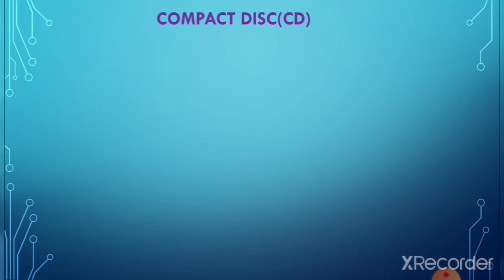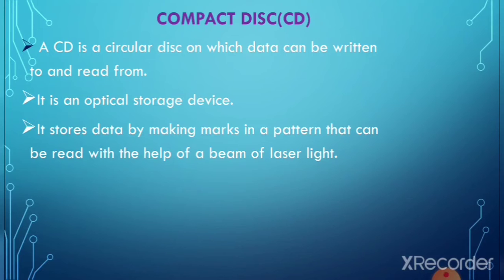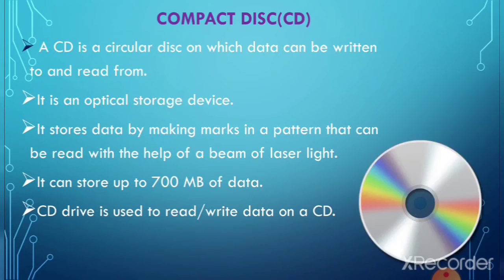Now the next storage device is compact disk, meaning CD. CD is a circular disk on which data can be written to and read from. It is an optical storage device. It stores data by making marks in a pattern that can be read with the help of a beam of laser light. It can store 700 MB of data. CD can store only 700 MB of data. You can see the picture of CD on the screen. And CD drive is used to read or write data on CD.